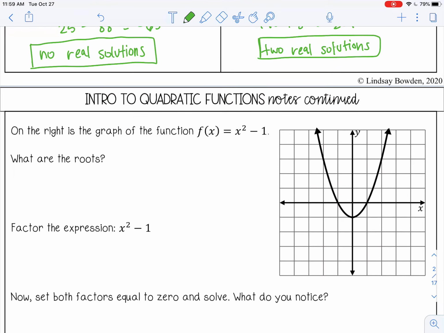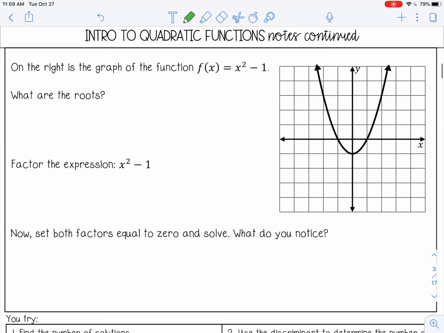So on the right is the graph of the function f of x equals x squared minus 1. So this is what it looks like when you graph a quadratic function. And we're going to go more into graphs soon. But a quadratic function always has this U shape, which is actually called a parabola, which we will learn.